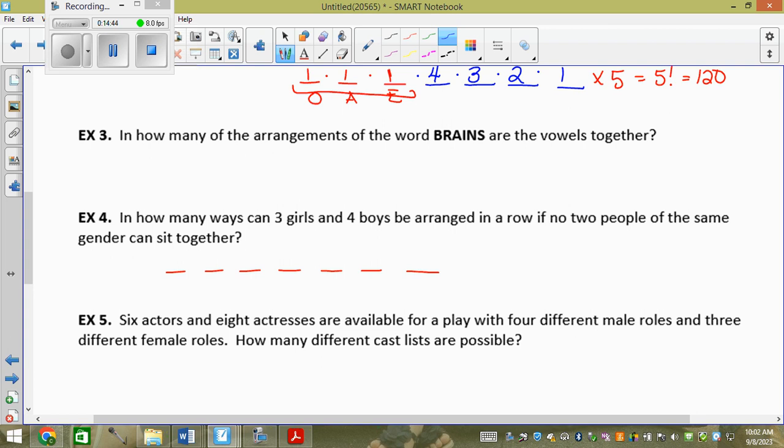What do I have to start with if I just don't want a boy beside a girl? In this particular case, which one do I have to start with, a boy or a girl? Boy. I have to start with a boy. If I start with a girl, at some point in time, two boys are going to be beside each other because there's less girls than boys. So I have to start with a boy in this case. I did them in separate colors to prove a point in a second.